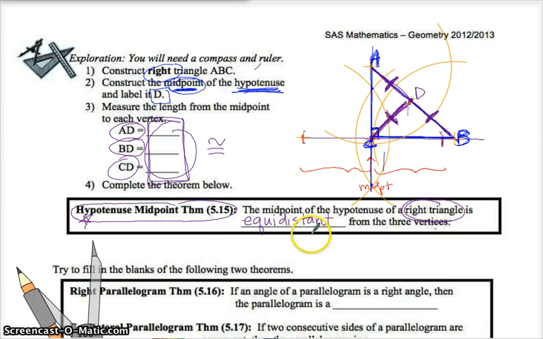So that's what we put in, not congruent, because it says from, not to. So it is equidistant, the same distance from each of the three vertices. So what does that mean? It means these three segments are congruent to each other. So AD is congruent to BD is congruent to CD in this specific right triangle.